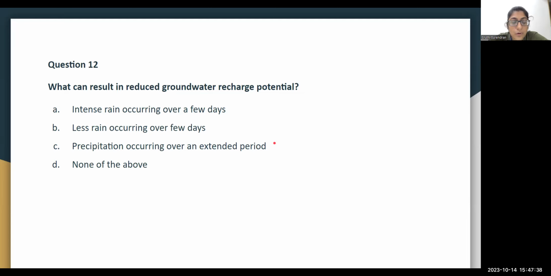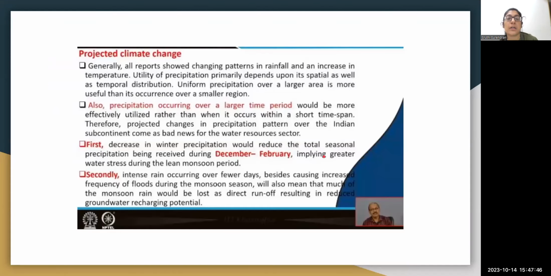Okay. So what can result in a reduction in the groundwater recharge potential? What happens when intense rainfall occurs over a few days? Say the rainfall that is supposed to occur over a span of 20 days occurs within just 10 or 12 days. Then whatever rain falls on the earth's surface is not going to infiltrate into the soil. As a result, it is going to move into the oceans, seas and rivers as runoff.